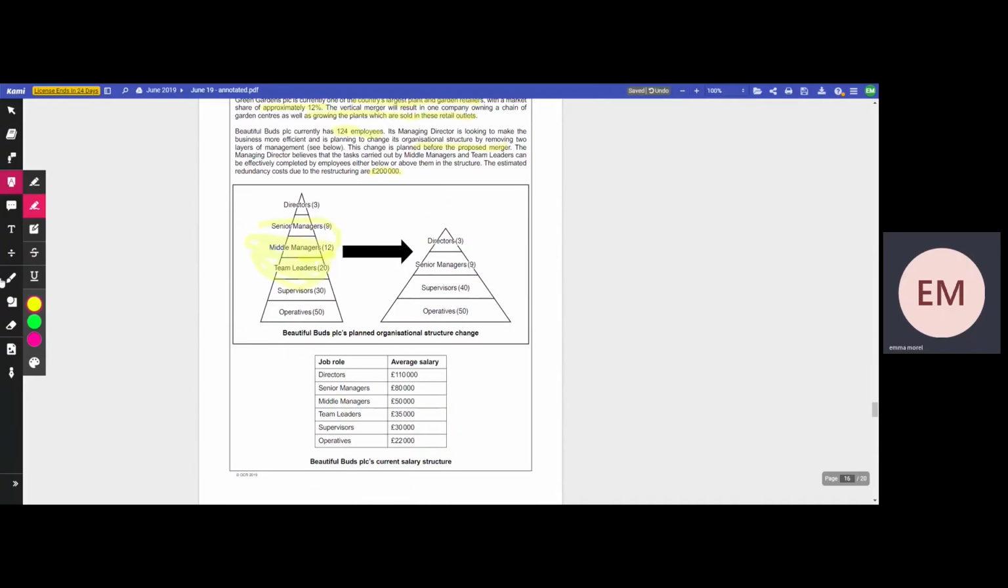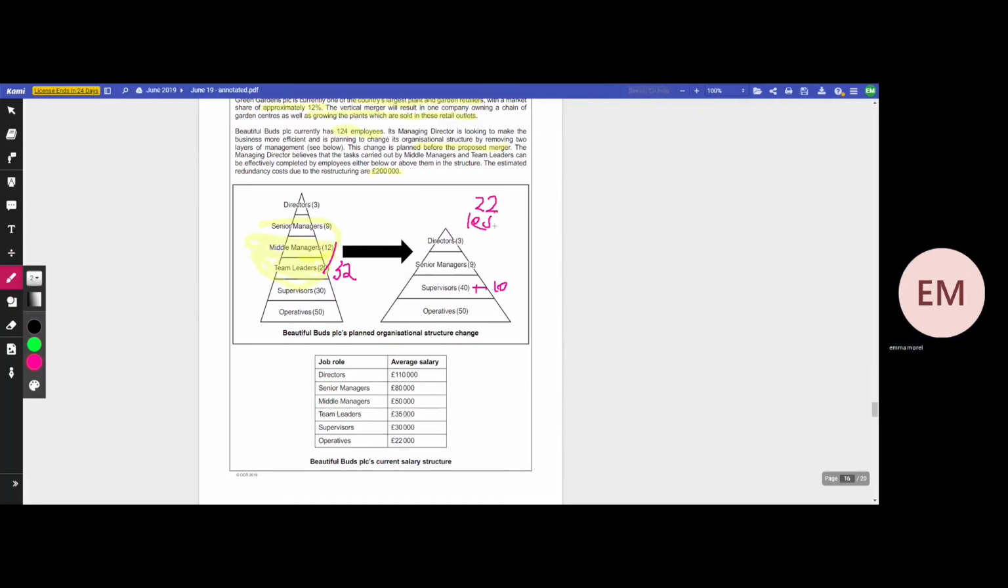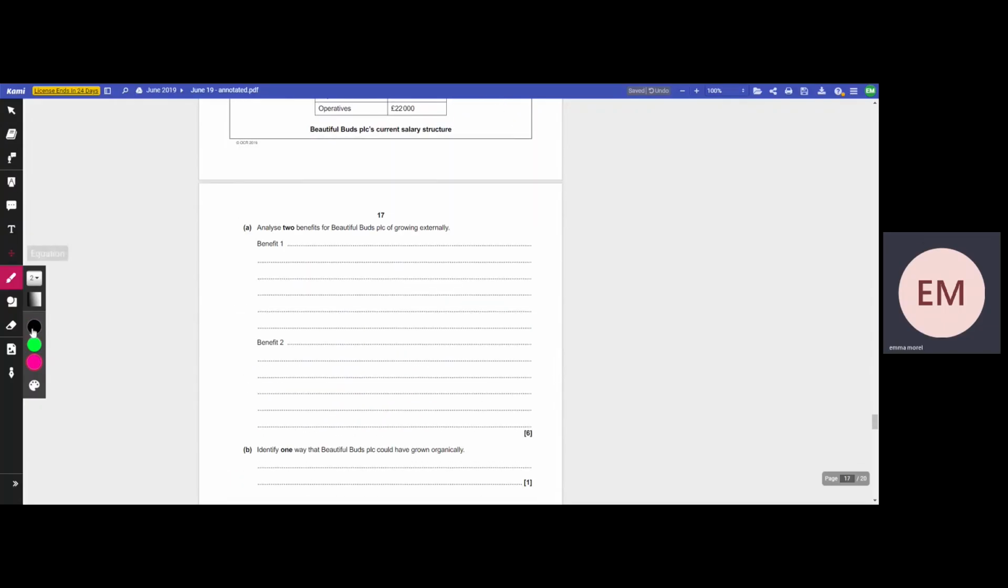And then we've got this table as well. So straight away, we can see that there's a few things here. So we are losing 32 managers, okay, and we're adding on 10 supervisors. So our net difference is going to be 22 people lost, and that's going to have some requirement or some impact looking at these salaries, but we'll come back to that in a second.